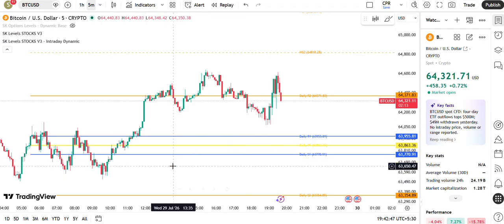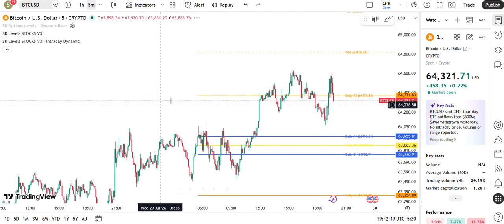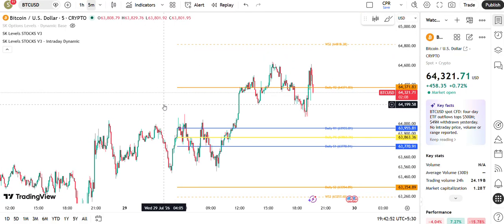So this is what I wanted to explain about these SK levels, how they work and how they are going to benefit us.